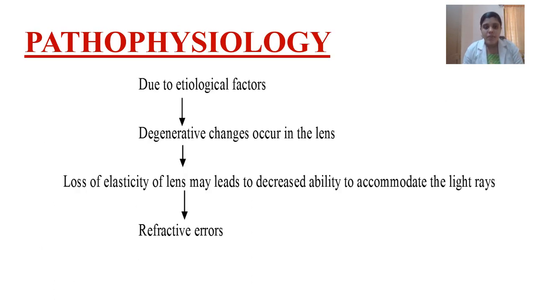So let's see the pathophysiology. We have discussed the various etiological factors. Due to all these etiological factors, degenerative changes will occur in the lens. Usually the eye lens is made up of protein as well as water content. Here there will be alterations in the fiber structures of the lens. As a result, there is loss of elasticity of the lens, which leads to a decrease in the ability of the lens to accommodate the light rays. So this will lead to refractive errors.